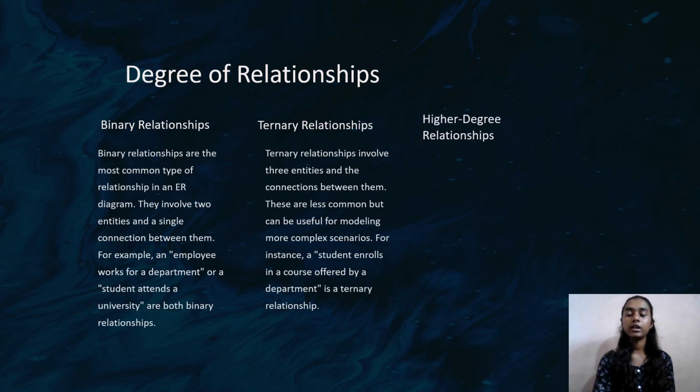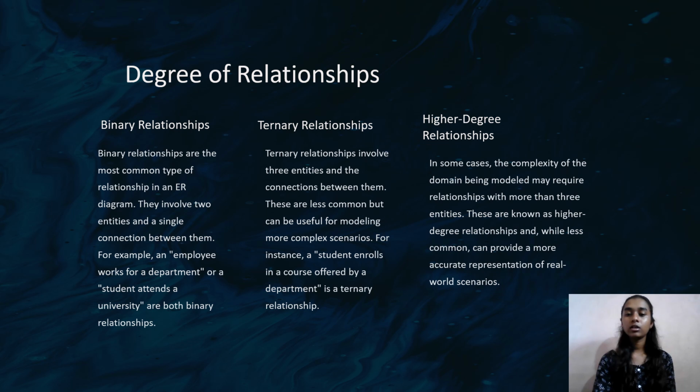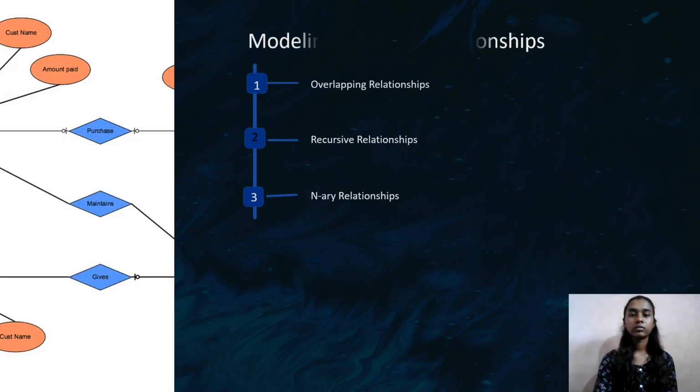Next is higher degree relationships. In some cases, the complexity of the domain being modeled may require a relationship with more than three entities. These are known as higher degree relationships, and while less common, they provide a more accurate representation of real world scenarios. Modeling complex relationships. There are three types of modeling complex relationships. First is overlapping relationships, recursive relationships, and n-ary relationships.